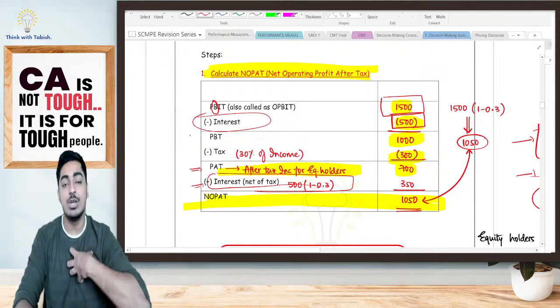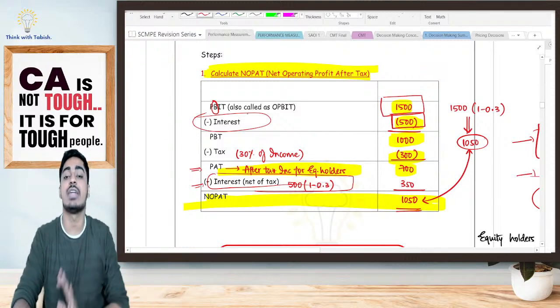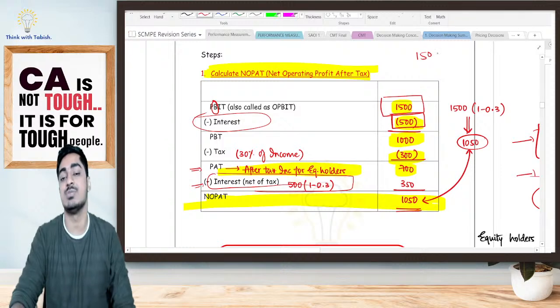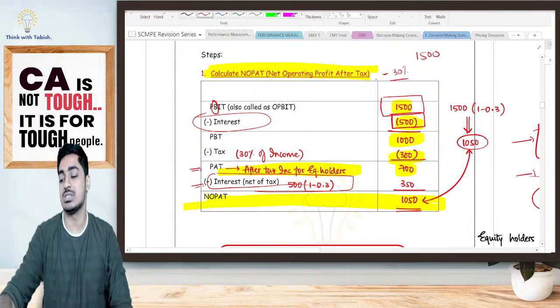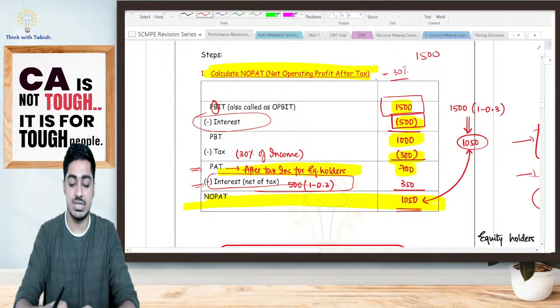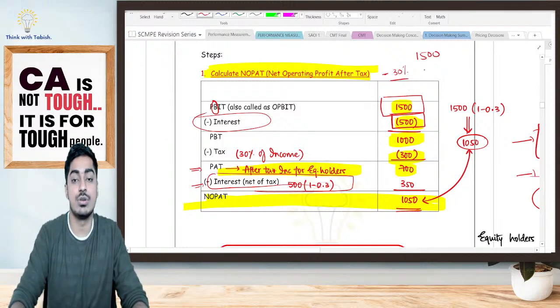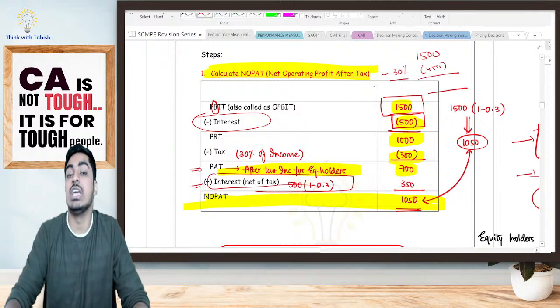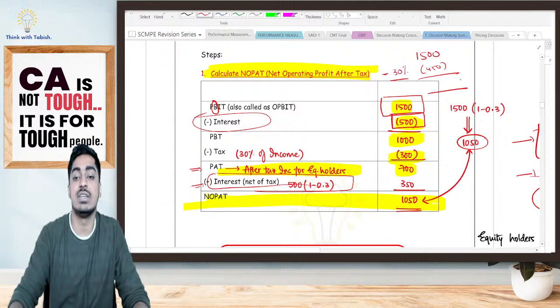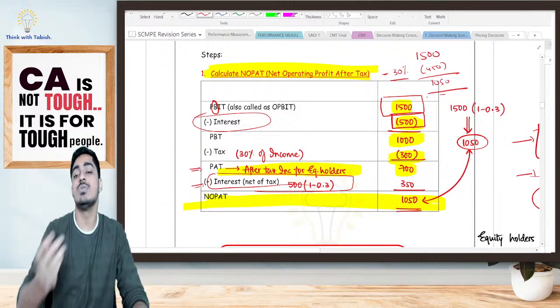This is for my equity as well as debt holders because interest is not reduced. Now I want it for my equity as well as debt holders only, but I want it after tax. So 1500 is before tax, and from that I will reduce 30% tax. How much is it, students? 1500 into 30%, 450 rupees. That means what is my profit for equity as well as debt holders after tax? It is 1050 rupees. This way also you can.